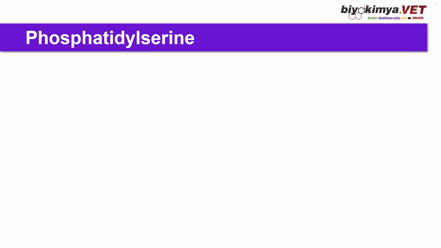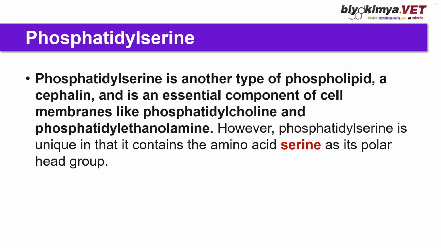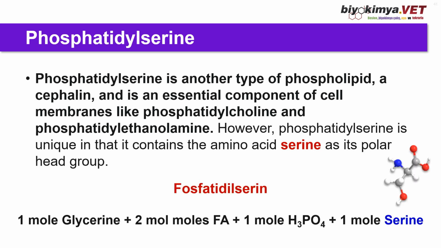Now a new glycerophospholipid, phosphatidylserine, is another type of glycerophospholipid, also called cephalin, and is an essential component of cell membranes like phosphatidylcholine and phosphatidylethanolamine. However, phosphatidylserine, as the name says, is unique in that it contains the amino acid serine as its polar head group. And look at the pattern. Again, it's a derivative of phosphatidic acid and contains 1 mole of serine.